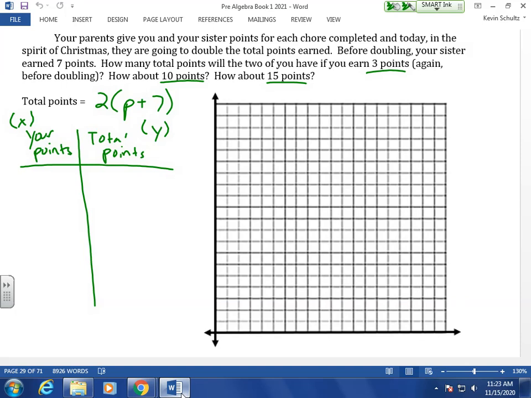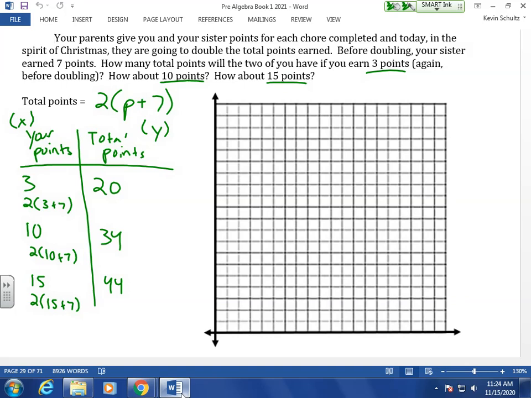So if you earn 3 points, we plugged 3 in for p into the equation, and it became 2 times (3 + 7), or 2 times 10, which is a total of 20 points for you and your sister combined. If you earned 10 points, we plug that into our equation: 10 plus 7 is 17, times 2 is 34 total points. And 15 points, if you really go above and beyond: 15 plus 7 is 22. Double that, and we get a total of 44 points for you and your sister combined.